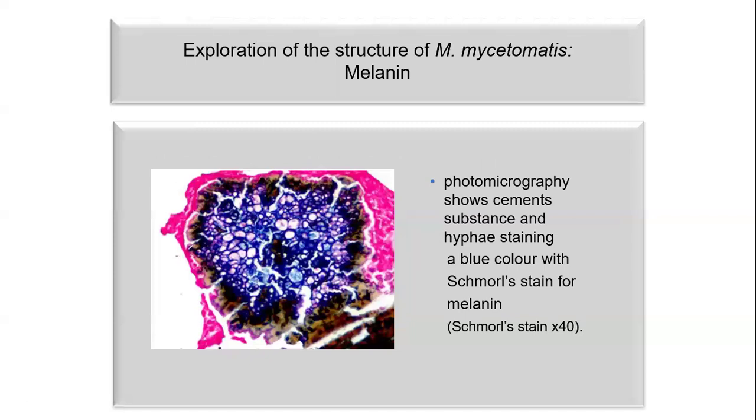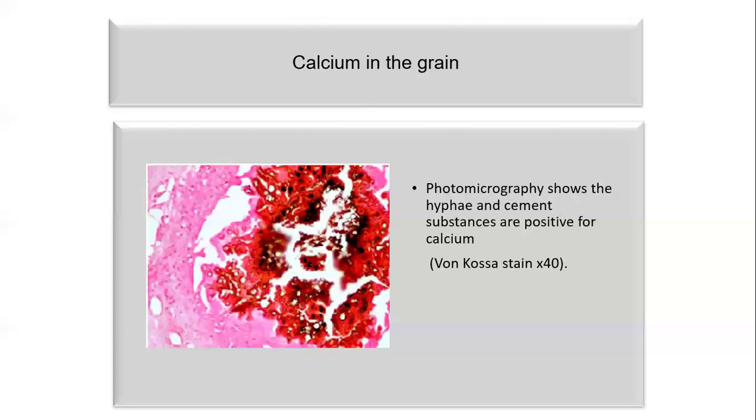Another stain that can be done for melanin is Schmall stain. This shows cement substance and hyphae staining a blue color. As you can see, you can appreciate the blue color. So this is another special stain for melanin. Von Kossa stain is a special stain for calcium, and it also gives this black color. So this means that the grain, in addition to melanin, also contains calcium.